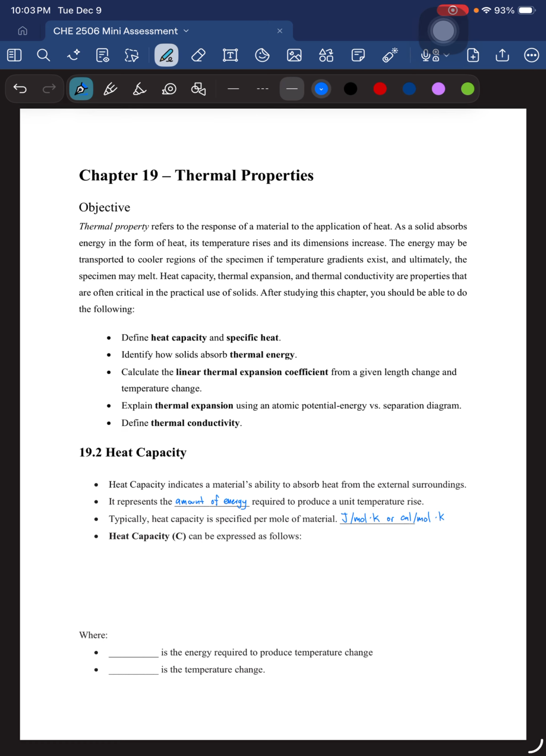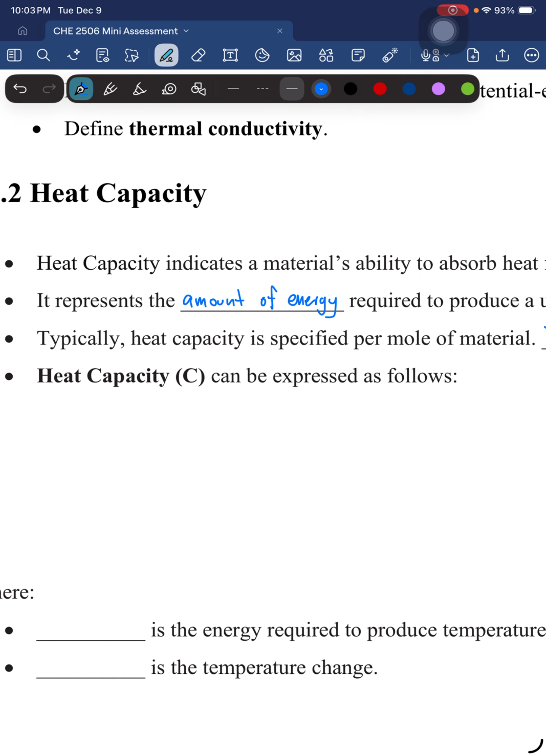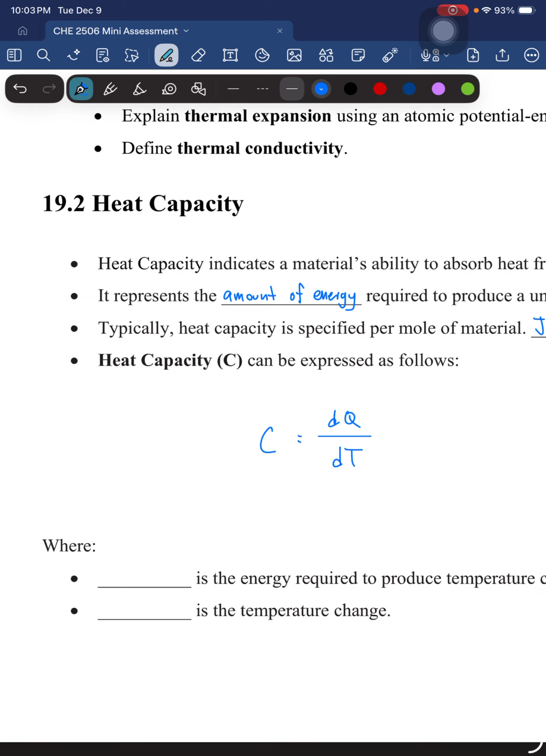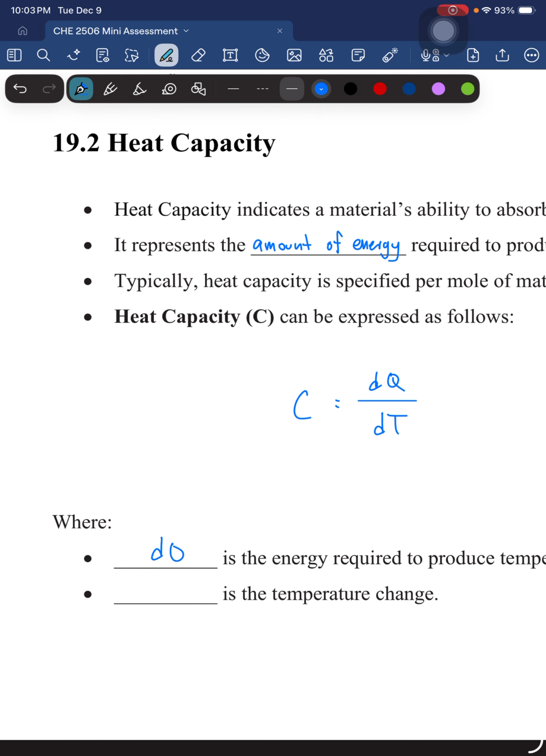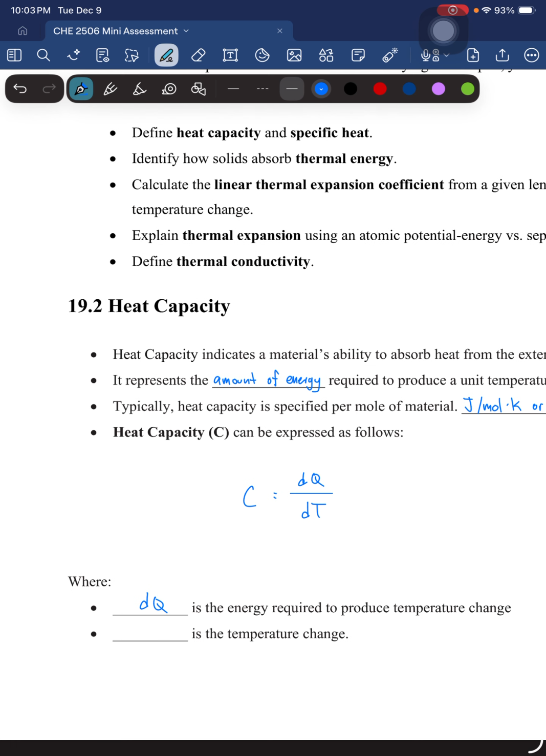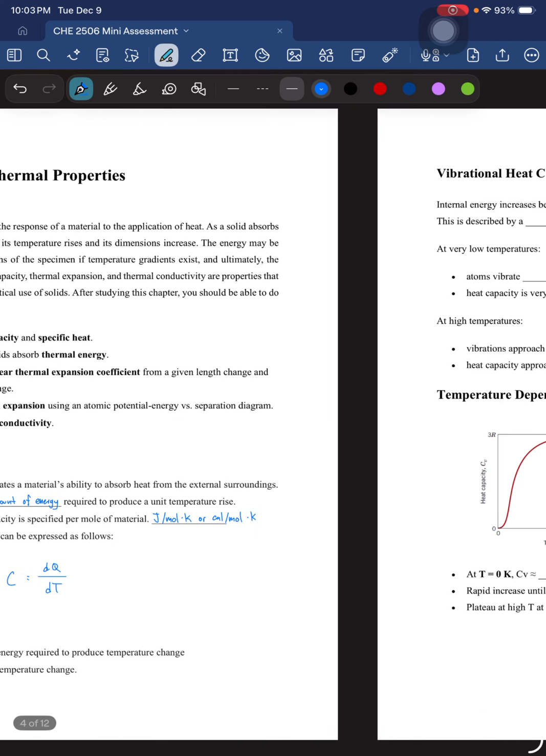And heat capacity can be expressed as follows. It is C = dQ/dT, where dQ is the energy required to produce the temperature change, and dT is the temperature change.